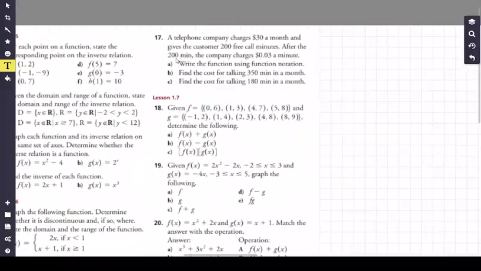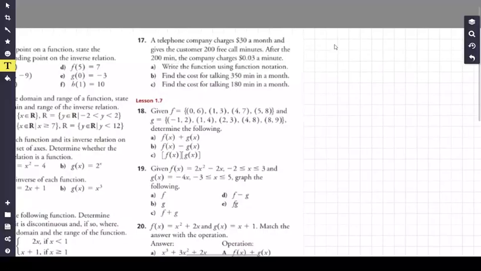17. A telephone company charges $30 a month and gives the customer 200 free call minutes. After the 200 minutes, the company charges $0.03 a minute. Write the function using function notation. Find the cost of talking 350 minutes in a month. Find the cost of talking 180 minutes in a month. Let's go ahead and do that.